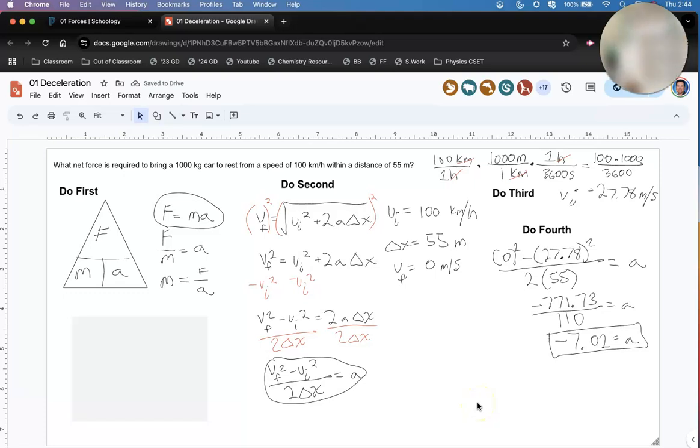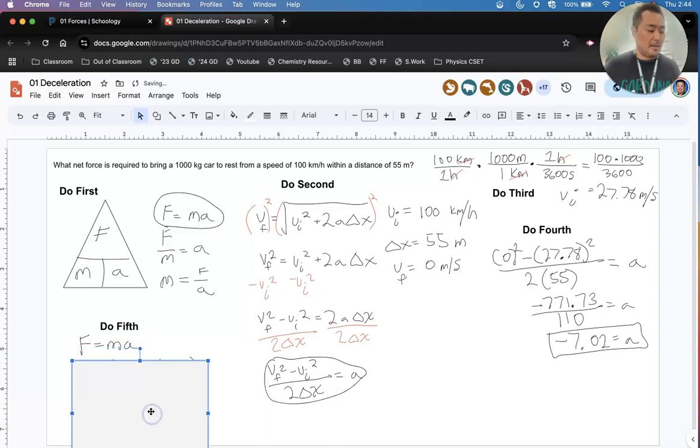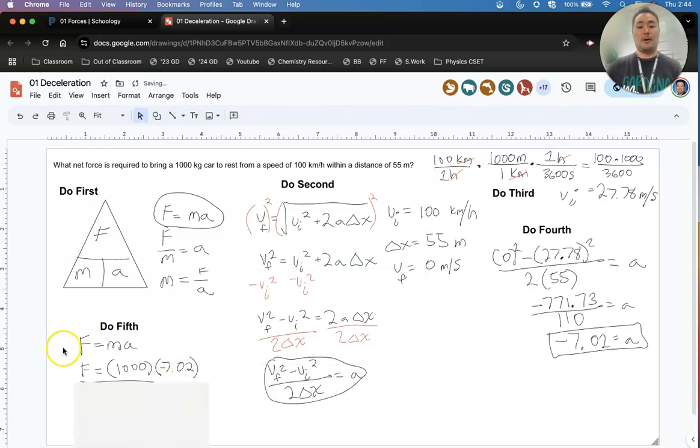Now this isn't our final answer. We just solved for acceleration. That is our A in the F equals ma. So let's plug in our last step. F equals ma. And we're going to plug in 1,000 for our kilogram of car. And then we're going to plug in negative 7.02 for our acceleration.